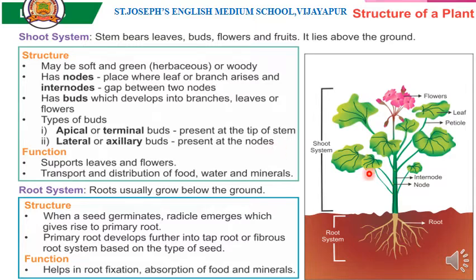It helps in the root fixation. It helps to hold the soil particles tightly so that the plant can stand firmly. It also helps to absorb the food and minerals from the soil, and sends them to the different parts of the plant. Root also helps to store food in some plants. This is about shoot and root system.